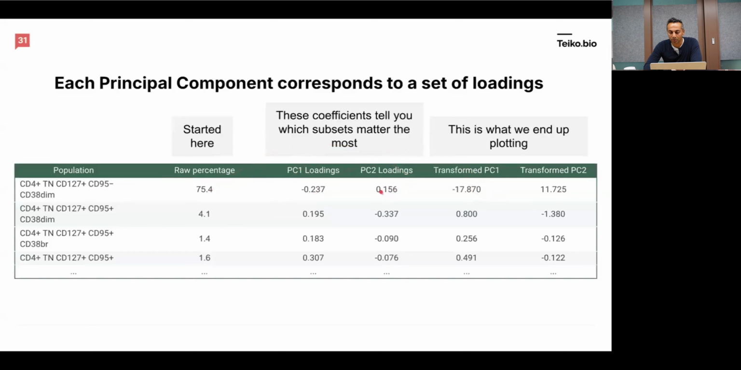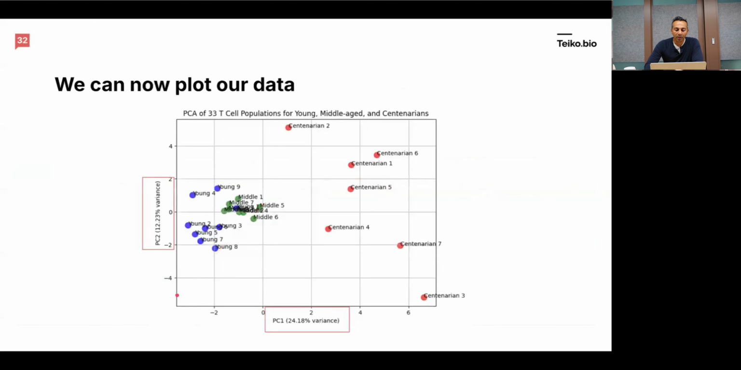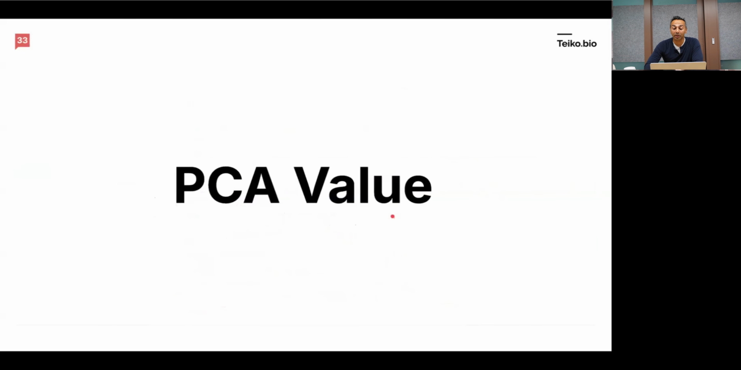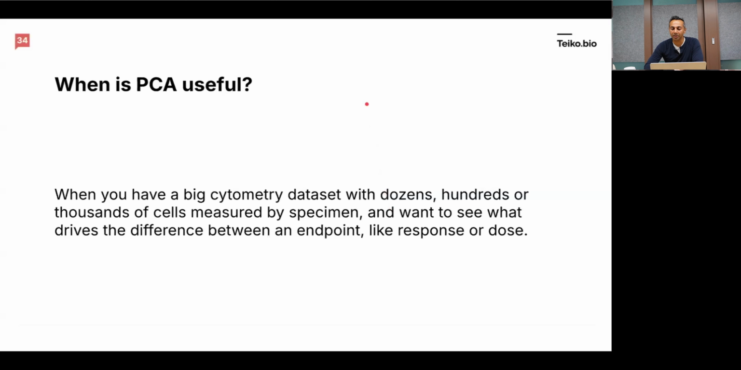75.4 times 0.156 gets you to 11.725. So this is what we're going to plot on the XY plane. So this is the PC1 and PC2 axes, and you can see the centenarians, the middle-aged, and young people all plotted. So we reduced 33 dimensions down to 2 dimensions by taking PC1 and PC2. So what is the value of this entire exercise? We've captured a 33-dimensional data set in 2 dimensions.